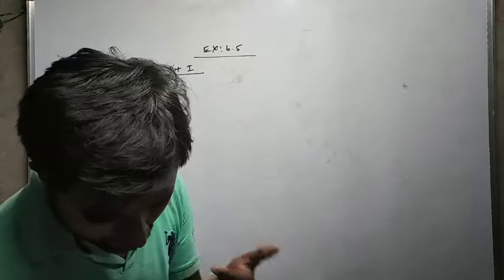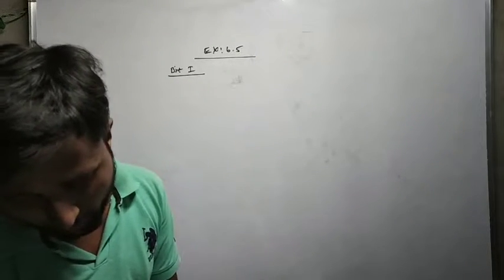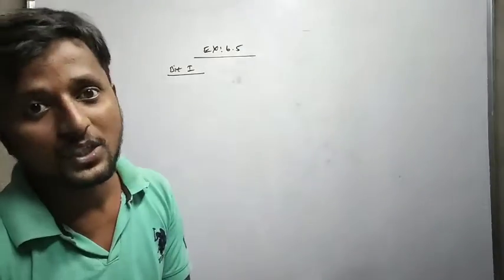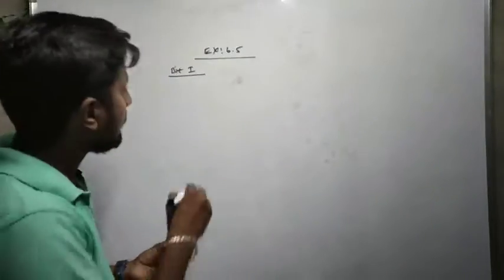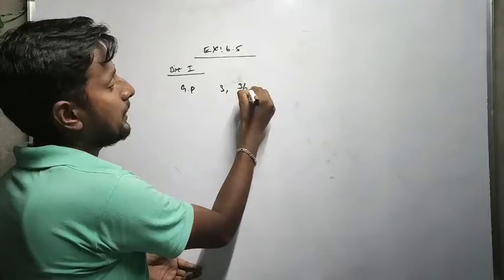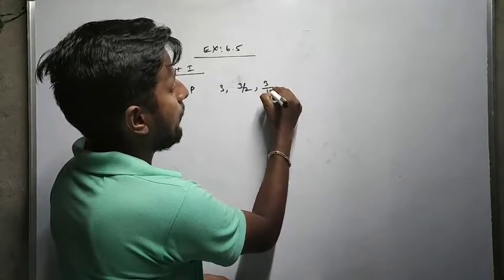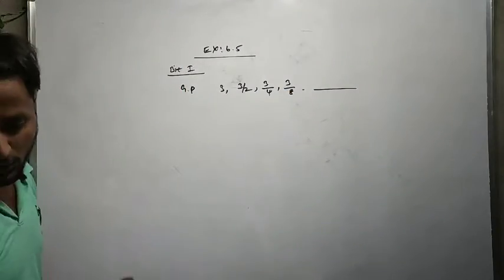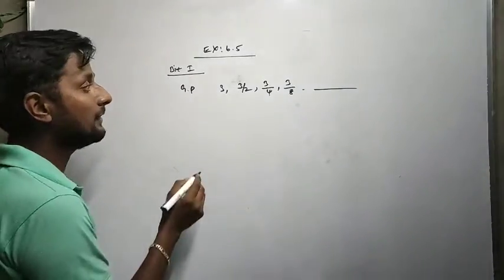Bit 1 is asking, for each GP, geometric progression, to find the common ratio R and also the nth term, the general term. The first GP is 3, 3 by 2, 3 by 4, 3 by 8, and so on. We should find the common ratio and the nth term.